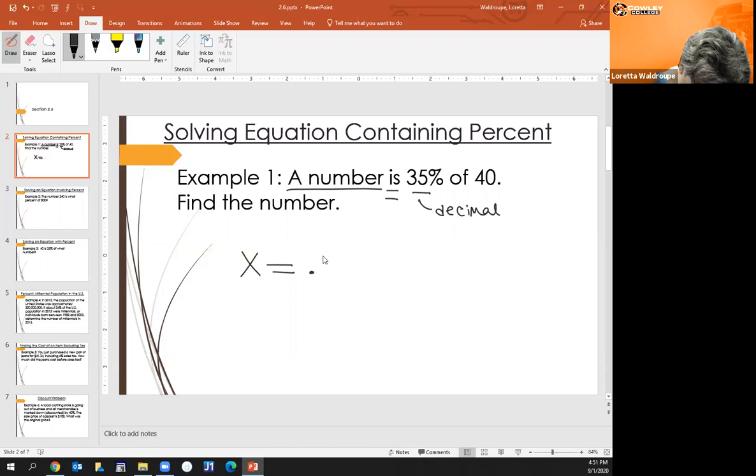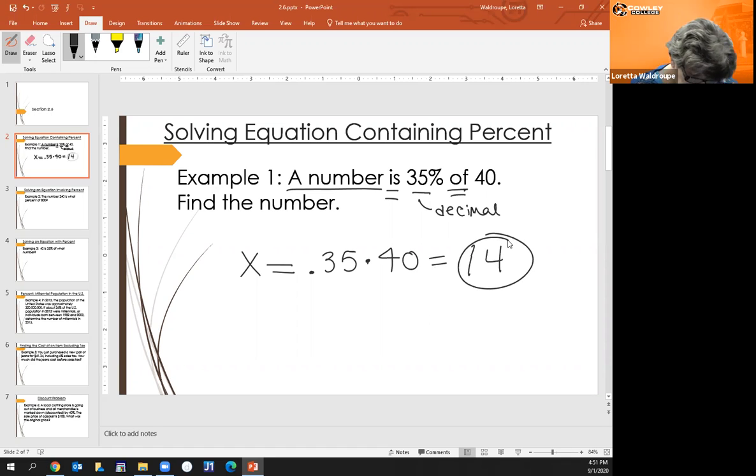So 0.35 of means times 40. Now in this problem, it's kind of nice. Do you see how it's already solved for X? So all we got to do is multiply the 0.35 and the 40 to get 14.